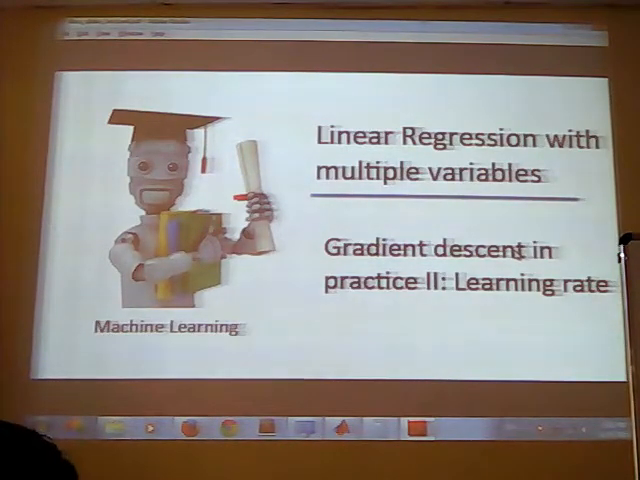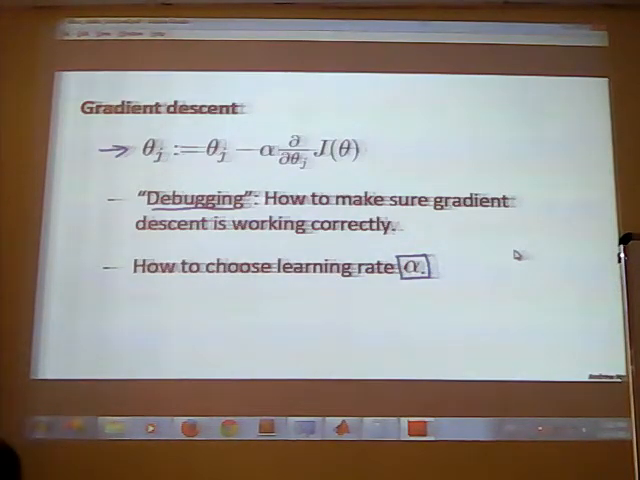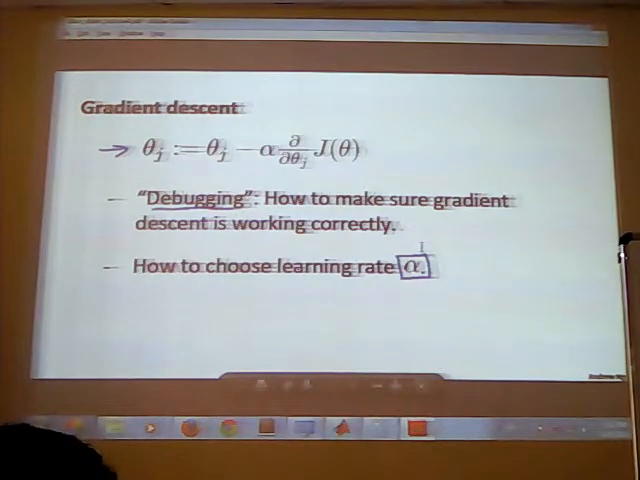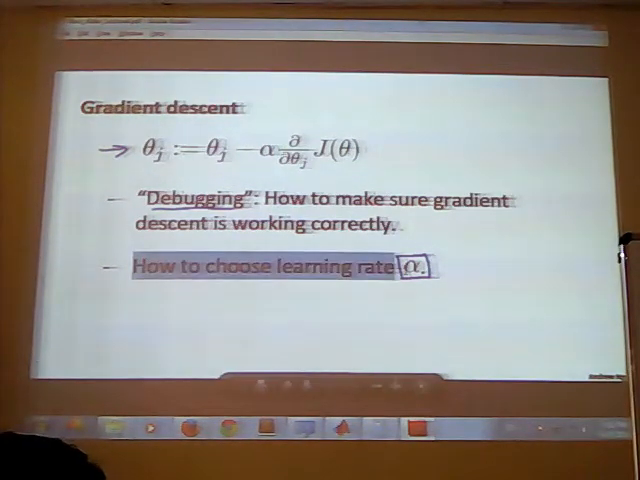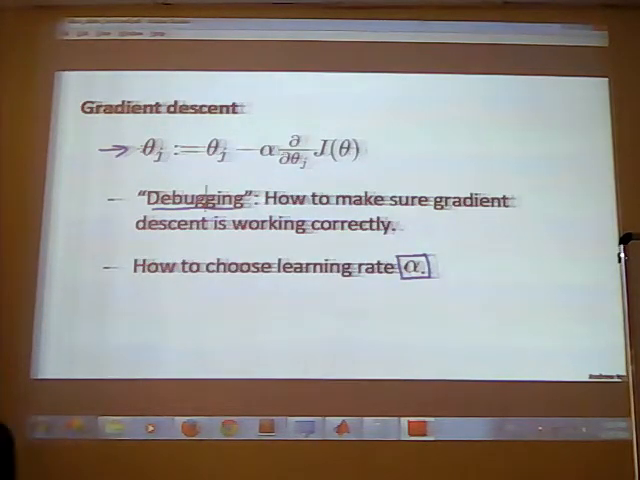Moving on, next we will study gradient descent in practice and the learning rate. So we were updating theta in gradient descent. We will try to debug to make sure that gradient descent is working correctly. Now you will get the answer to your question: how to choose the learning rate alpha. We will try to debug whether we are obtaining the right value of theta j, whether we are getting the minimum value of J of theta.